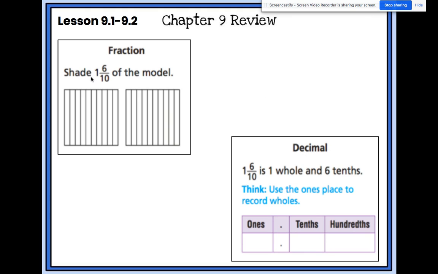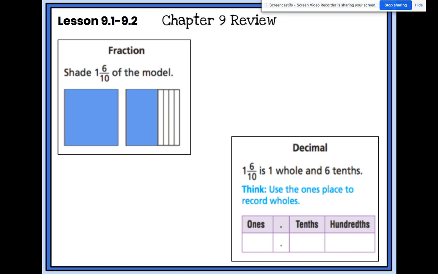We're going to get started by shading 1 6/10 of the model. When I look at my model, I notice that I have two wholes, 1, 2. Each whole is divided into 10 equal parts because 10 is my denominator. So if I shade that, since this is a mixed number, I want to shade the whole first whole. Then for the fraction 6/10, I'm going to come to my second whole and shade 6 out of those 10 parts. So now my model is shaded to show 1 6/10.